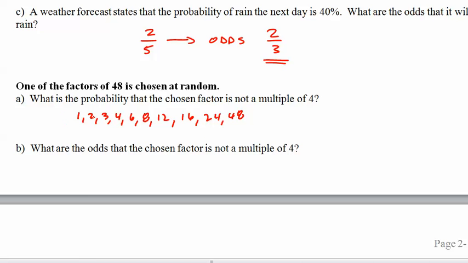What's the probability the chosen factor is not a multiple of 4? 1, 2, 3, 4, 5, 6, 7, 8, 9, 10. 10 factors. Not a multiple of 4: 1, 2, 3, 4. 4 out of 10, which is 2 out of 5. And the odds are 2 out of 3.